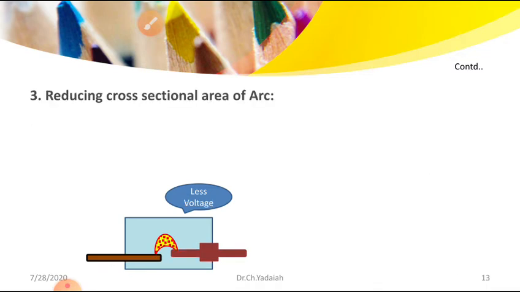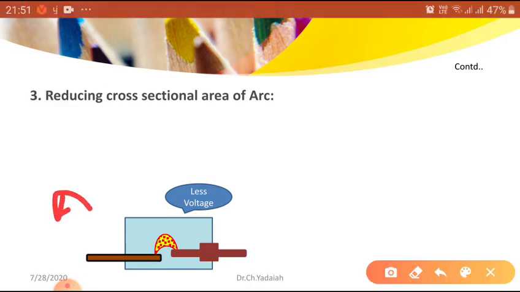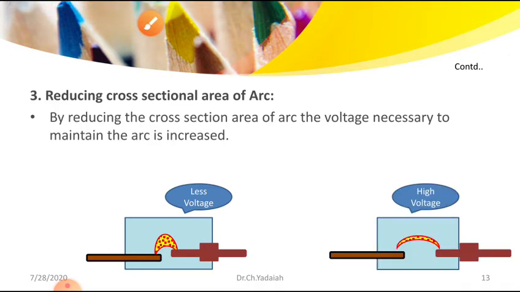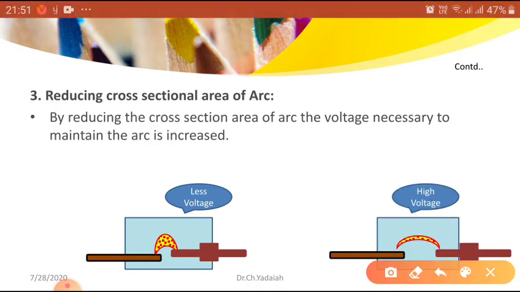Then the third method is reducing the cross sectional area of the arc. We have seen the first part, second part and third part. Here, the cross section of the arc is this much, A1. Now after that we go to this other one, where A2 is the area of the cross section. Here the area of the cross section is less.